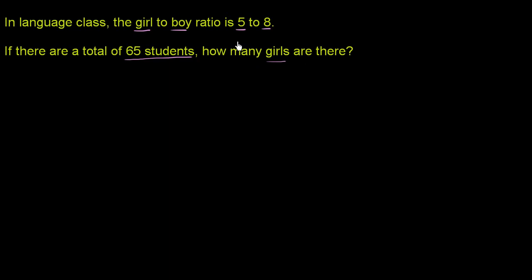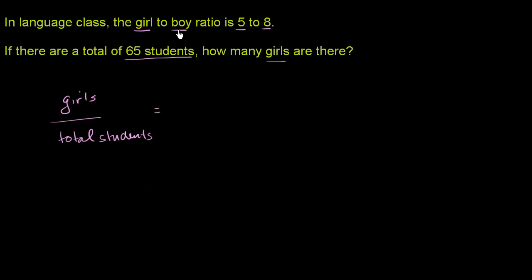So this is interesting. They give us the ratio of girls to boys, but then they want us to think about how many girls there are given that there are 65 total students. So what we really want to think about is not just the ratio of girls to boys. We want to think about the ratio of girls to total students. So how can we figure out what this ratio is going to be?